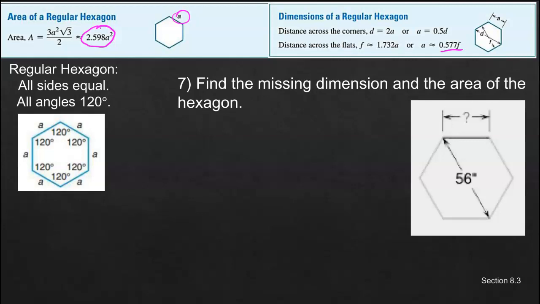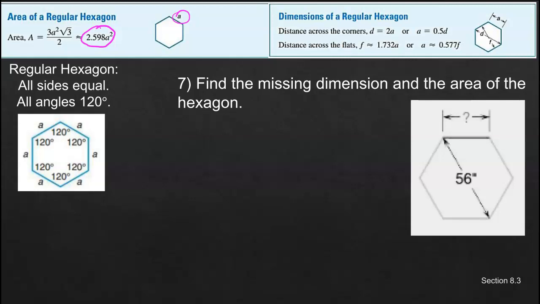In a regular hexagon, all the sides are equal and all the angles are 120. We're only going to work with regular hexagons in this book. In fact, in this chapter and in chapter 9, we'll have hexagons in that chapter also as part of prisms. Okay, so on this we're going to find the missing dimension and the area.